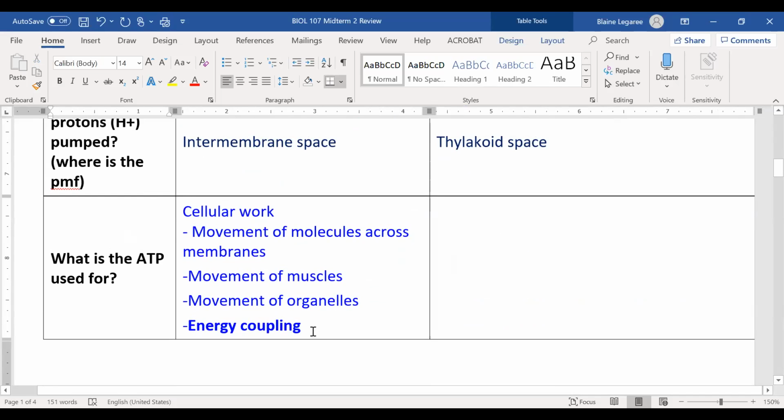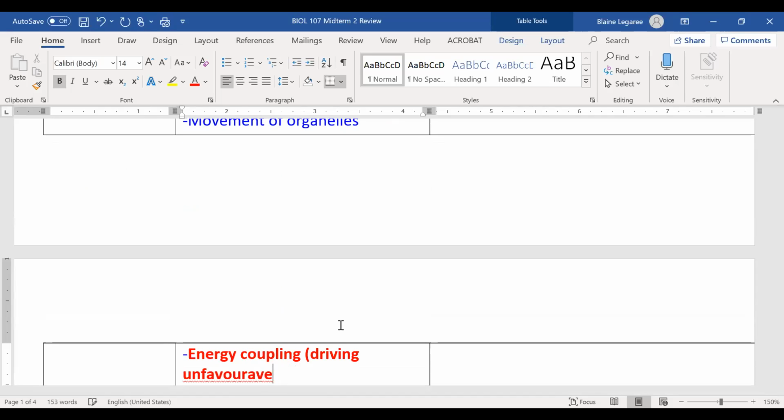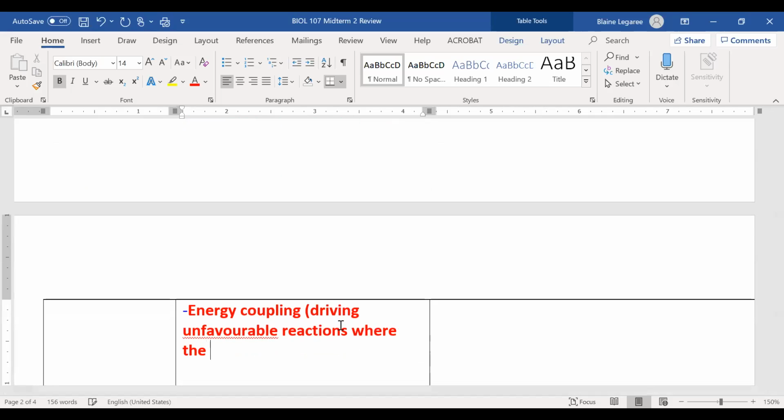So this is the big one here, energy coupling. And why do I say that's the big one? Because not everything is involving movement. And so what is energy coupling? It means driving unfavorable reactions. Don't like my Canadian spelling of unfavorable. So remember that means where the delta G is positive.